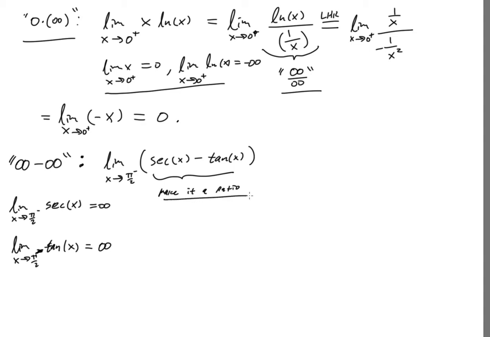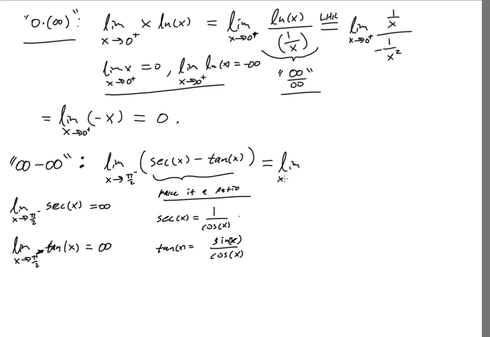In this case, we have to look at secant and recognize that it's actually 1 over cosine of x, and note that tangent of x is actually sine of x over cosine of x. So they have the same denominators already. Therefore, we can take x going to pi halves from the negative side and combine these together to get 1 minus sine of x all over cosine of x.